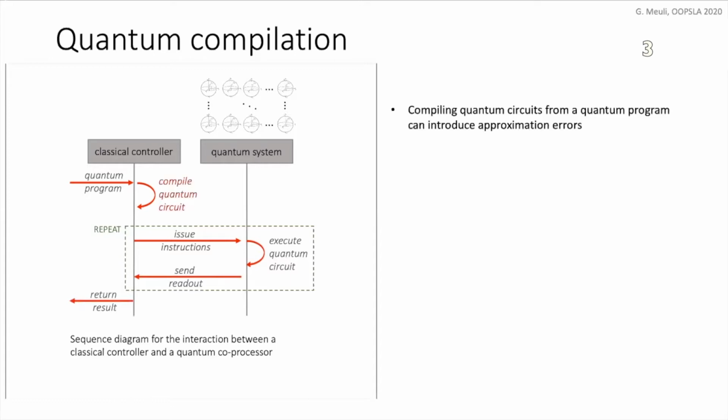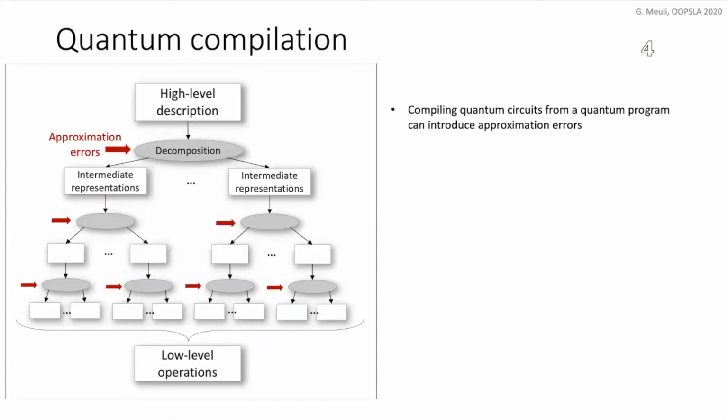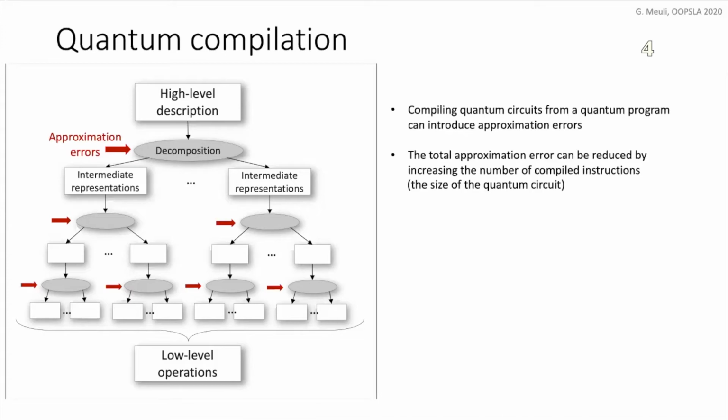This work focuses on the compilation of quantum circuits, which can introduce approximation errors. Indeed, the compilation process is performed by several decomposition steps, generating intermediate representations at different levels of abstraction. Each decomposition may introduce approximation errors. Generally, such approximation errors can be reduced by increasing the number of instructions. This means increasing the resources required to perform the computation. Unfortunately, such resources are limited in any quantum hardware.